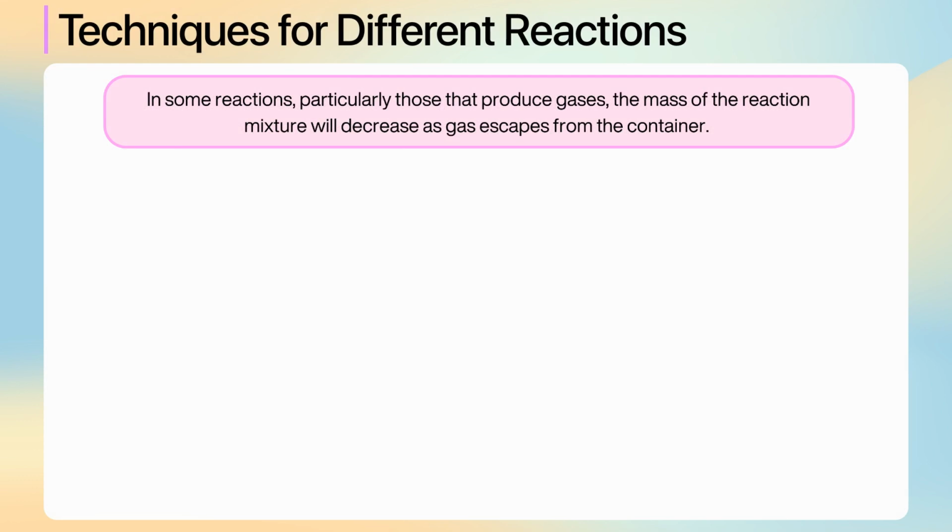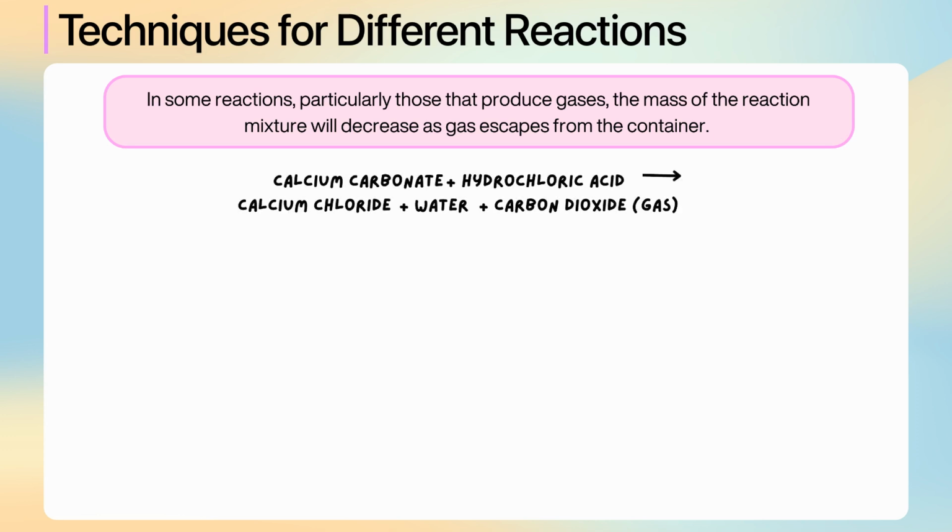In some reactions, particularly those that produce gases, the mass of the reaction mixture will decrease as gas escapes from the container. For example, consider the reaction between calcium carbonate and hydrochloric acid, which produces calcium chloride, water, and carbon dioxide. Let's go through measuring the reaction rate.